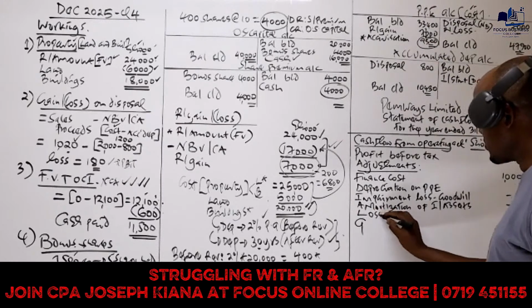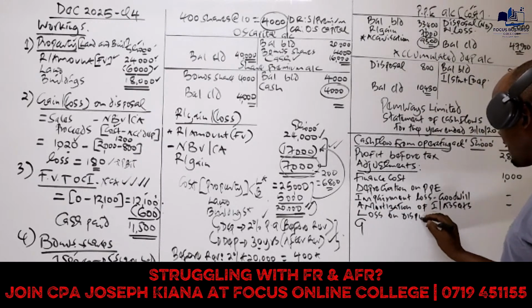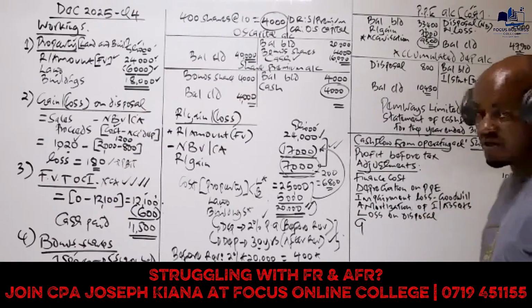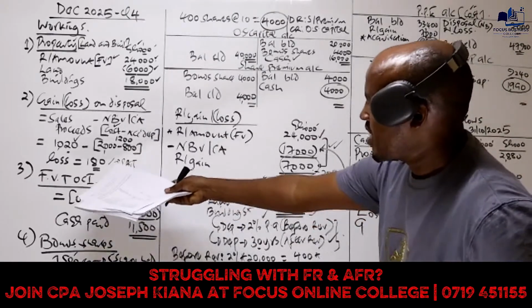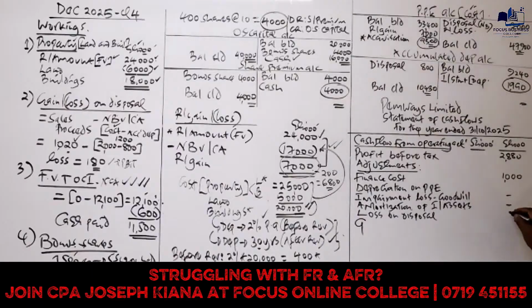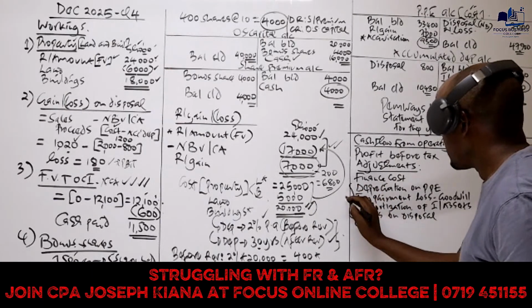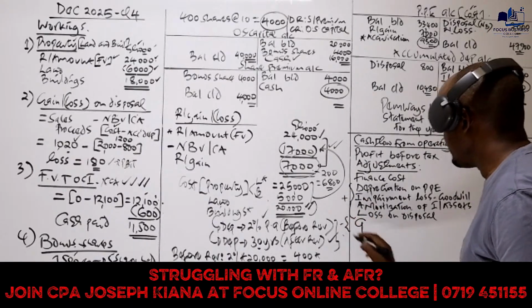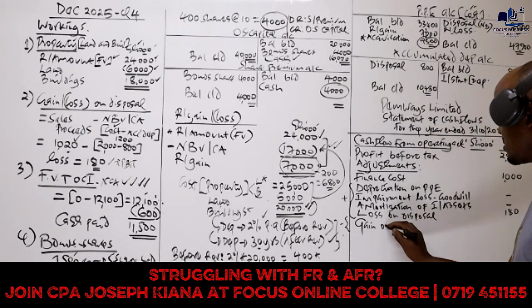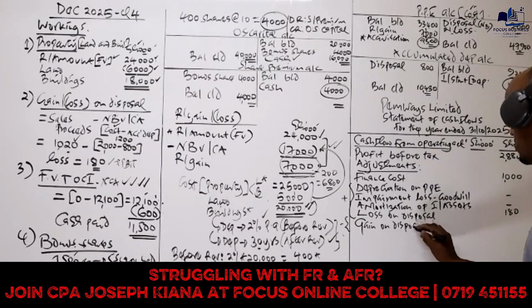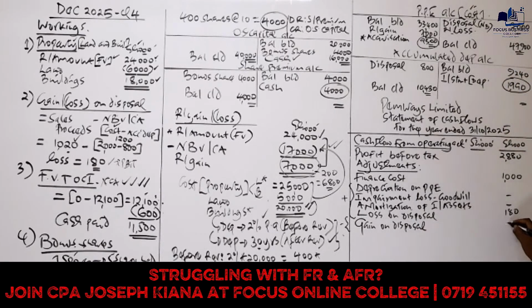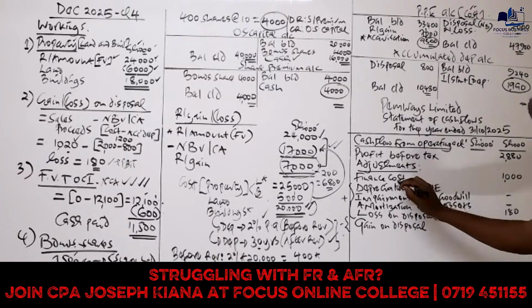This one stands for loss on disposal. Do we have the loss on disposal? Yes, in Working 2 we have a loss on disposal of 180. We record it here. Remember, these four items should be added, but the gain should be deducted. So this stands for gain on disposal. Do we have a gain on disposal? No. We don't have amortization and we don't have impairment loss, but we have depreciation. Depreciation is what we have computed here, this one.